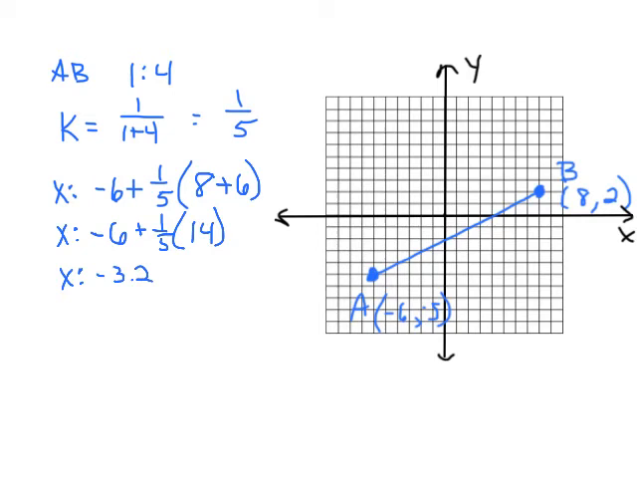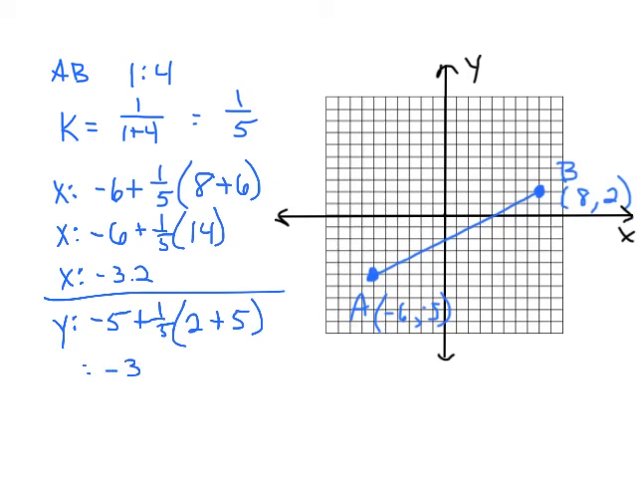My y value is the same process. I start at negative 5, and to that I'm going to add 1/5 the full distance. So it's 2 minus a negative 5. So 1/5 of 7 is 1.4. Subtracting 5, and this is negative 3.6.